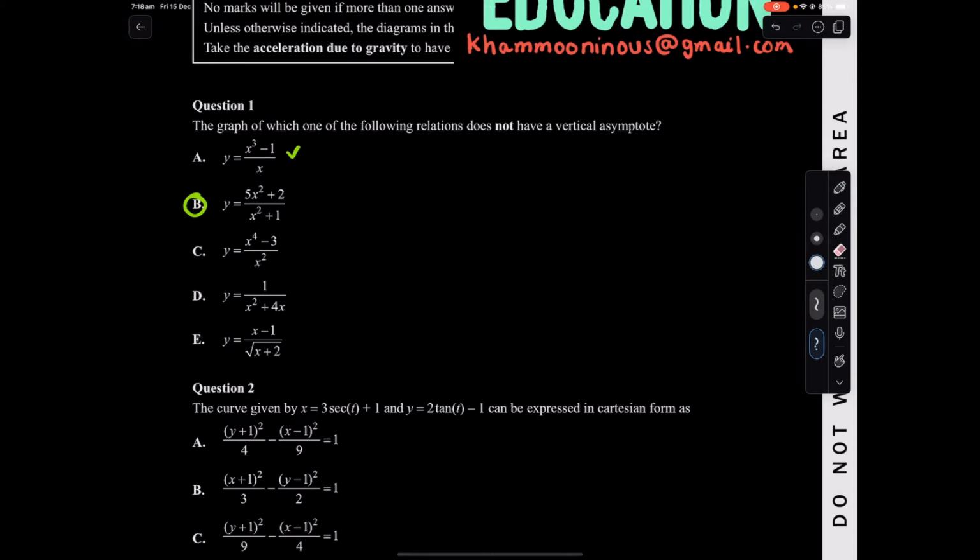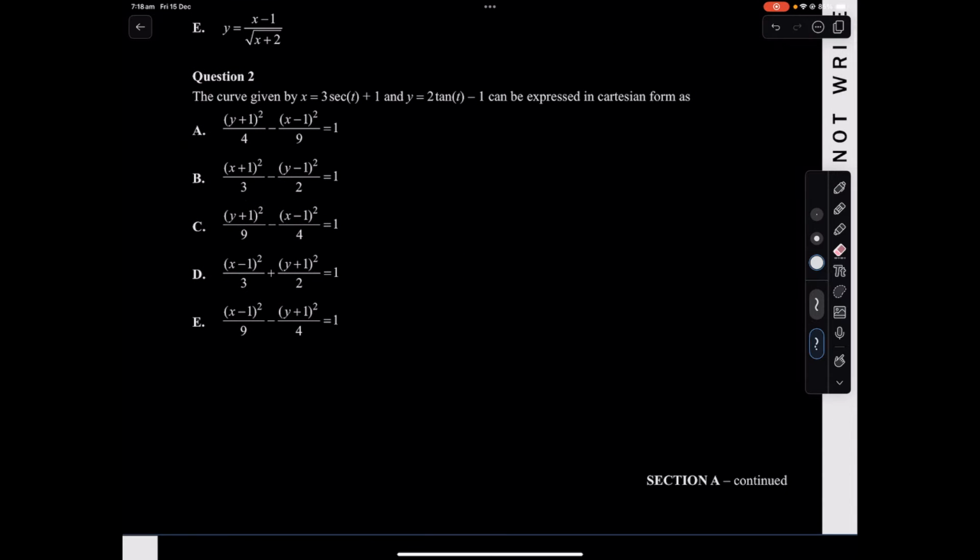So every time you're trying to look for the vertical asymptote, always let the denominator equal 0, and if there is a solution, that is your vertical asymptote. Done. Question 2. Let's look at this.